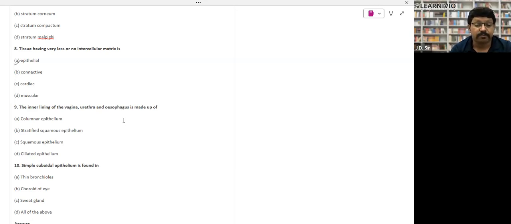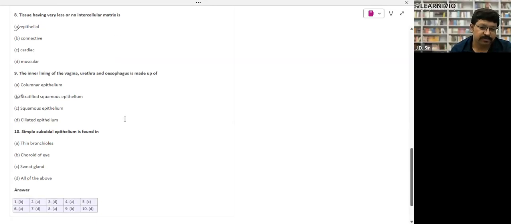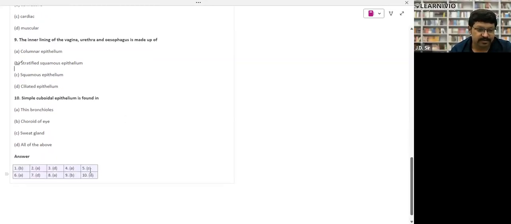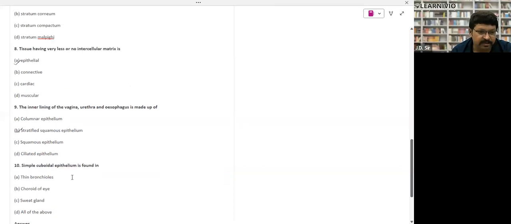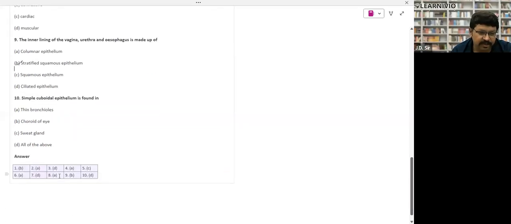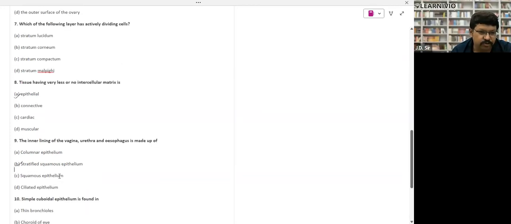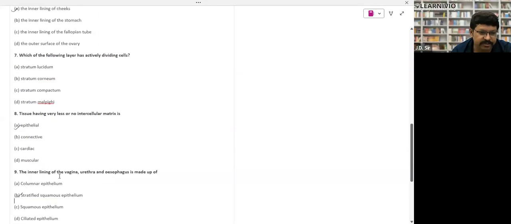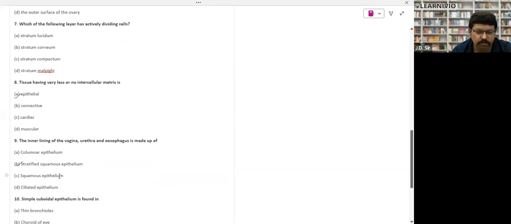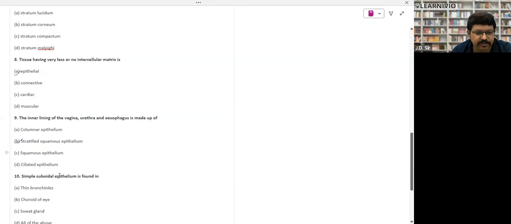Inner covering is made up of B? Stratified squamous epithelium. Okay. And then that's the D basically. So 9 B, correct. A, you have said A, very good. 7, you haven't solved it, right? So the answer of 7th is D. Stratum malpighii. Okay, no issue. It's a bit difficult question, 7th one, so no issue.